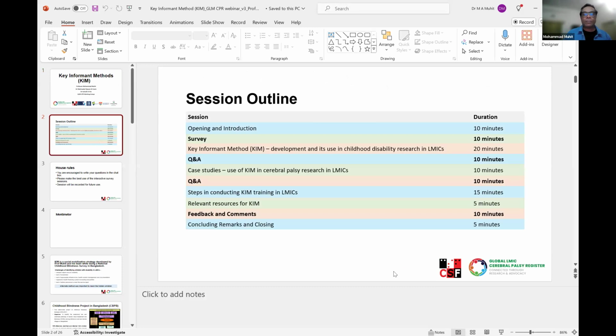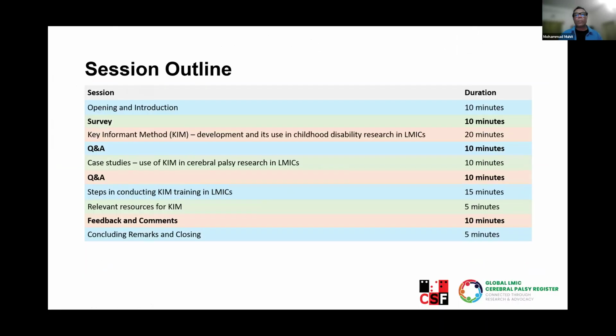So today's session, we will divide them basically into three different parts. The first part, we will key informant method, its development, the way it is developed.